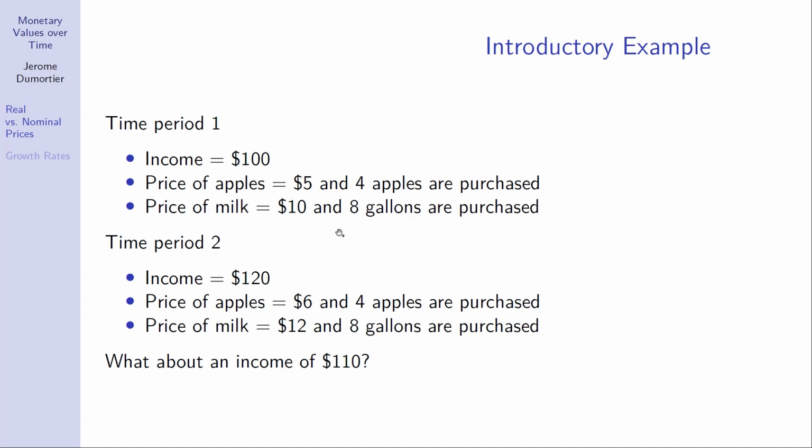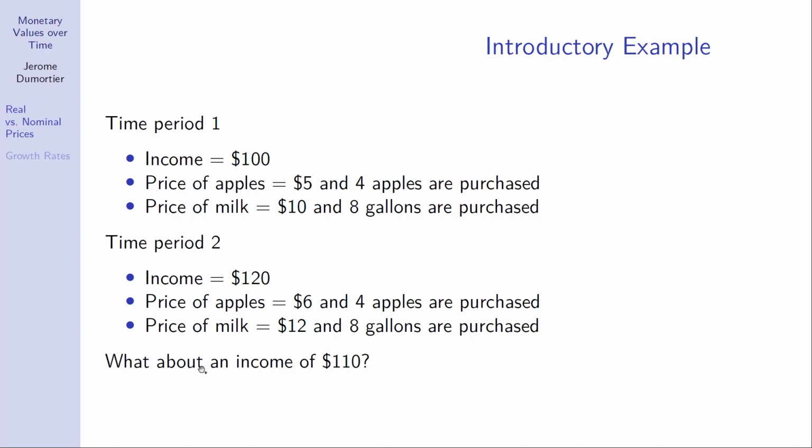This is an example where your nominal income, this is what you see on the price tag, increased from $100 to $120, but your real income, meaning what you can actually afford, has not increased, in the sense that your real income has stayed the same. Because not only did your income increase by 20%, but also the prices of apples and milk increased by 20%. Now think about the situation where your income is $110.